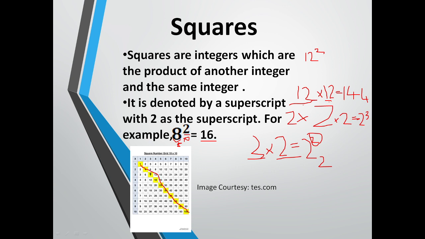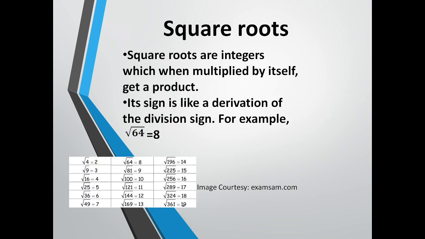Okay, 1, 4, 9, 16, 25, 36, 49, 64, 81, and 100. Okay. So what are square roots? Square roots are integers which, when multiplied by themselves, get a product. For example, 2 squared is equal to 4.